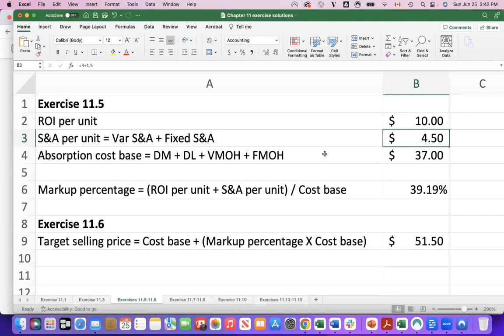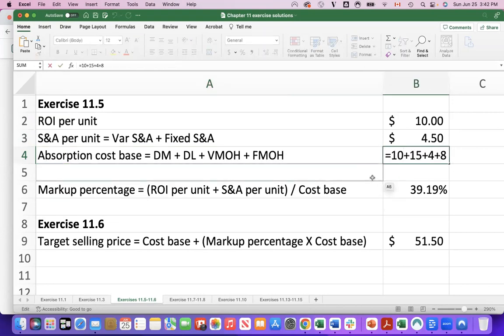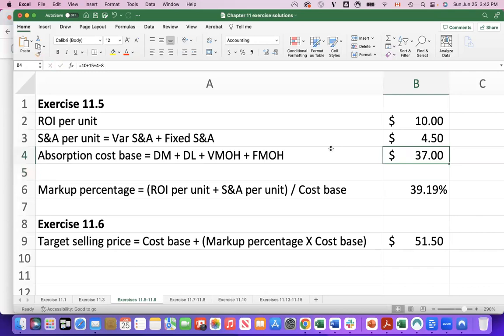The absorption cost base. So this goes back to earlier in the book where we have absorption costing versus variable costing. Remember, under absorption costing, our product costs are direct material, direct labor, and both variable and fixed manufacturing overhead. So to calculate that, we take the direct material cost of $10 a unit plus direct labor cost per unit of $15 plus variable overhead of $4 plus fixed overhead of $8 per unit, gets us a cost base of $37 a piece.